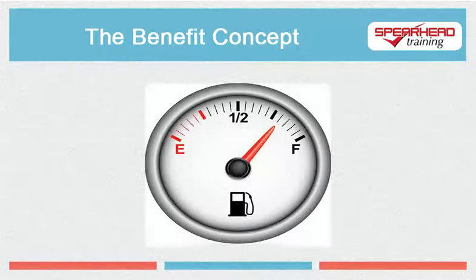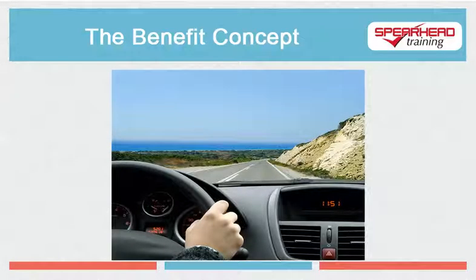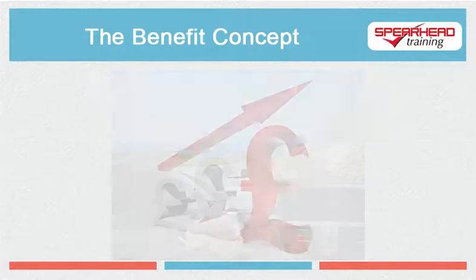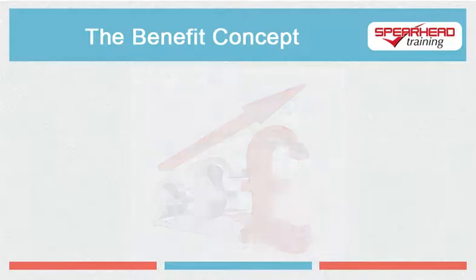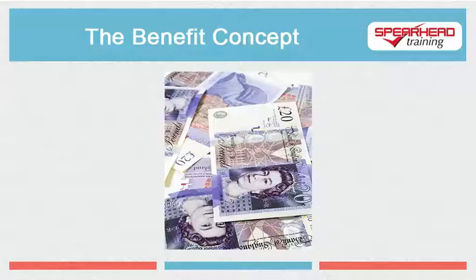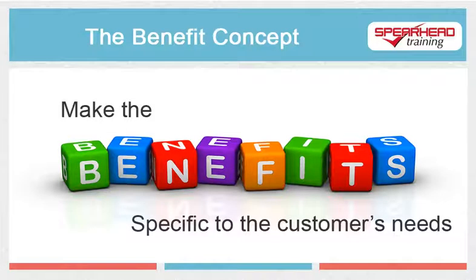For example, a new car might have a low fuel consumption. The advantage of this feature is that the car will be economical to run. The benefit will be dependent on the customer's driving habits. For a customer doing many miles a year, the savings will be large. But for someone doing very low mileage, the cost of purchasing a new car is unlikely to be offset by the small amount saved on fuel costs. As a salesperson, the more specific we can make the benefit to the customer's needs, the more effective our sales message will be.